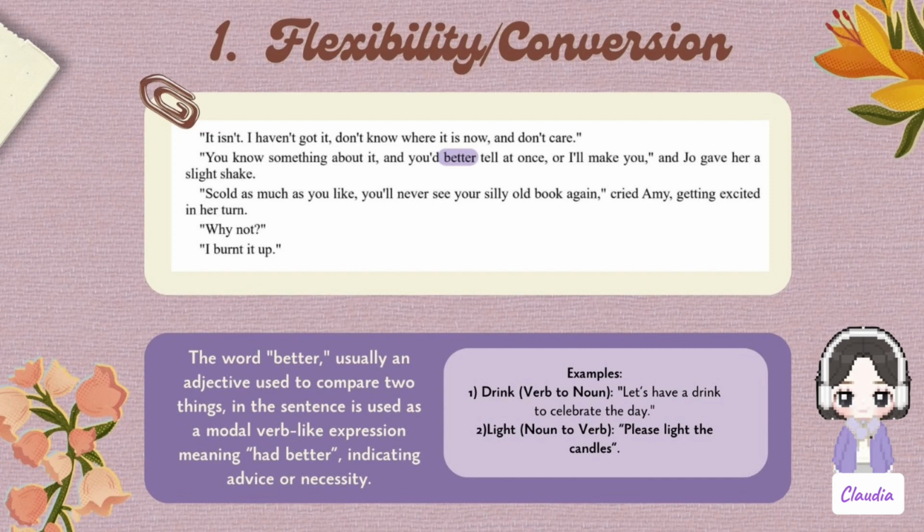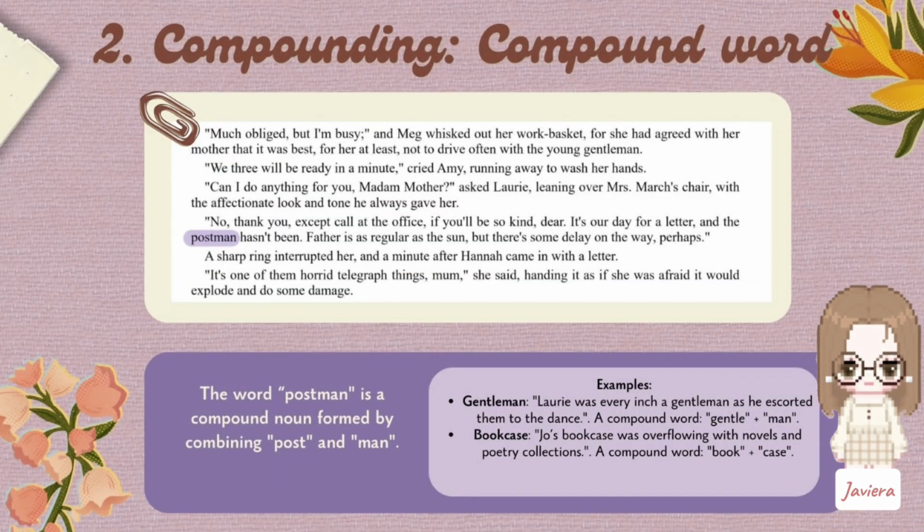The first process is flexibility or conversion. This happens when a word changes from one word class to another. In the book, the word better is used as a modal verb-like expression meaning had better, indicating advice or necessity. But this word is usually used as an adjective to compare two things. Another example is the word drink, which can change from a verb to a noun like in the sentence, let's have a drink to celebrate the day. Or another example with the word light, which can change from a noun to a verb when someone says, please light the candles.